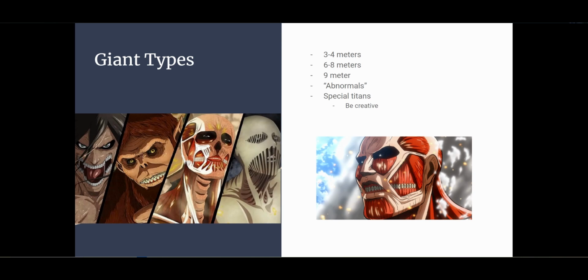And I would do so. I would spend more time creating very unique and cool special Titans, your abnormals, versus trying to come up with a difference between a 3-meter and a 4-meter, a 4-meter versus a 5-meter, and a 5-meter versus a 6-meter. I would break it down into basic groups, give them the stat blocks, call it good.